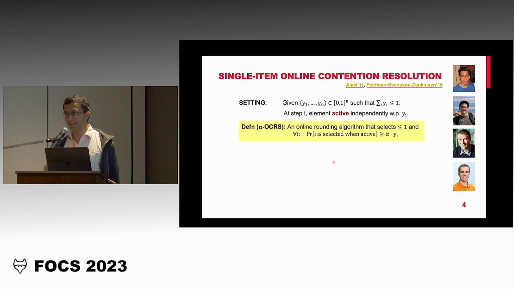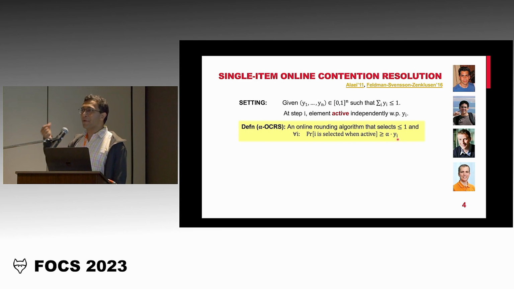You want to come up with an online rounding algorithm which always selects at most 1. So what's an alpha OCRS? Think of alpha as a factor like half. It's an online rounding algorithm that always selects at most 1. So it has to decide, whenever element i is active, whether it's taking it or not. If it's inactive, you'll always discard it. If the ith element is active, you have to decide immediately whether you want to take it or not. The guarantee that you want is that each element i, you take on average with, say, half a chance. If I don't condition on it being active, it's half times yi.